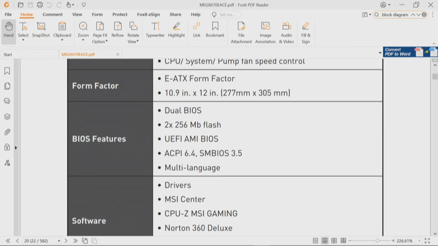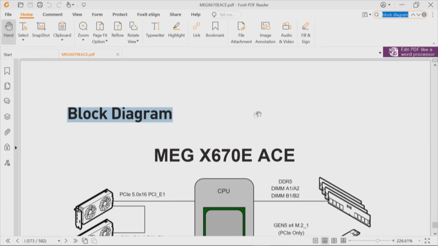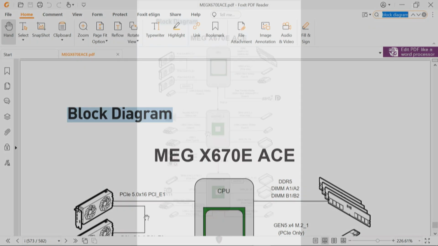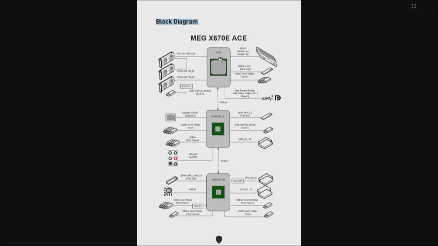Now let's go to the block diagram, and you have to do a search for it. Takes us nearly to the end of the manual, and there it is. According to the PDF manual, this is on page 573. There's a layout where you can see the CPU, chipset number 1, chipset number 2.